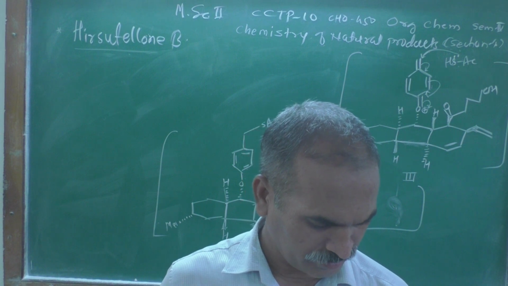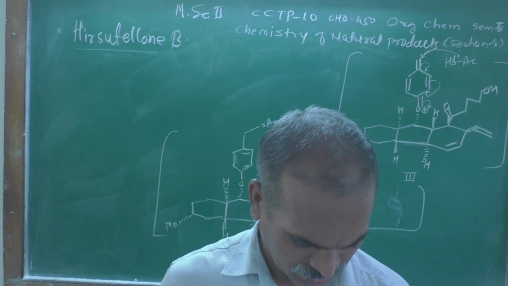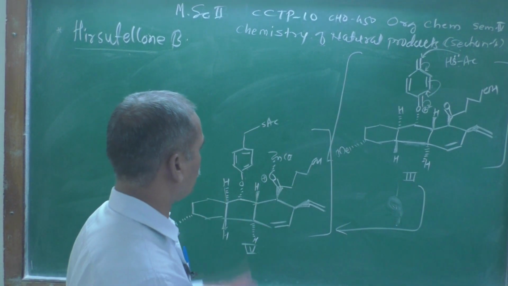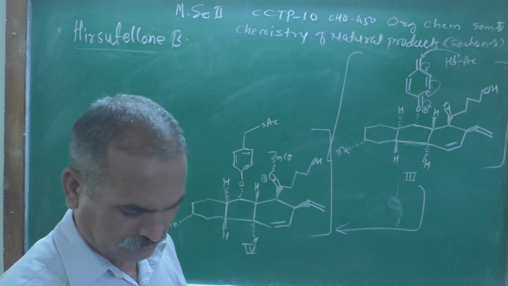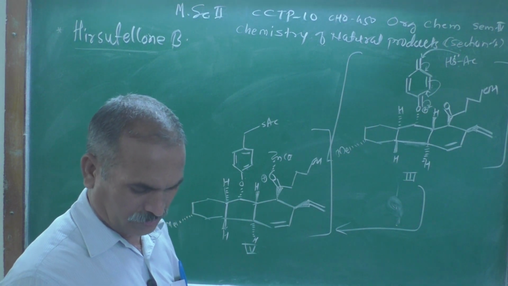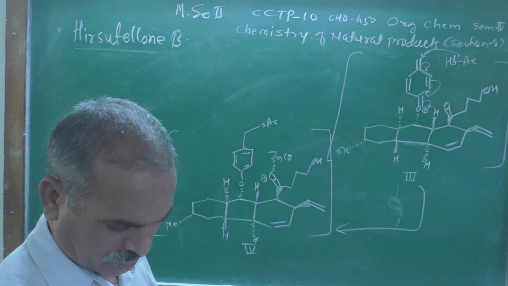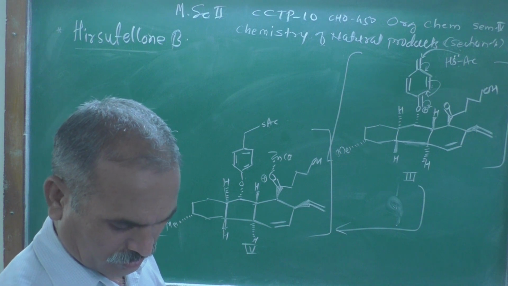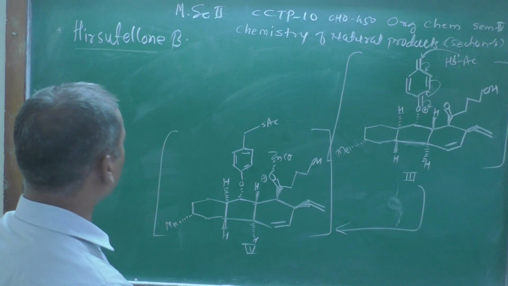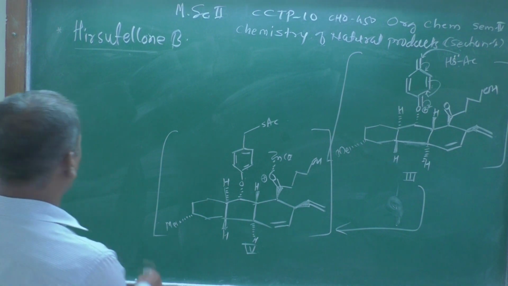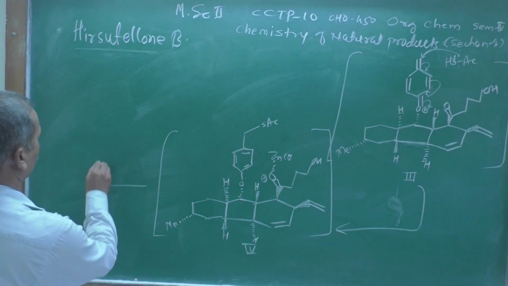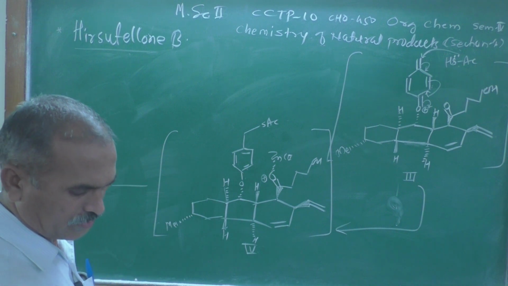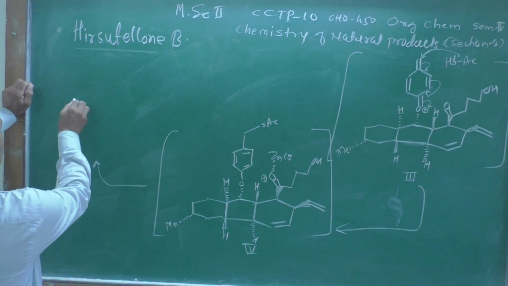So let's see these structures. Here is a positive charge. Now after this, let me show another structure over here. After this, what are you going to get? You are going to get this type of compound.